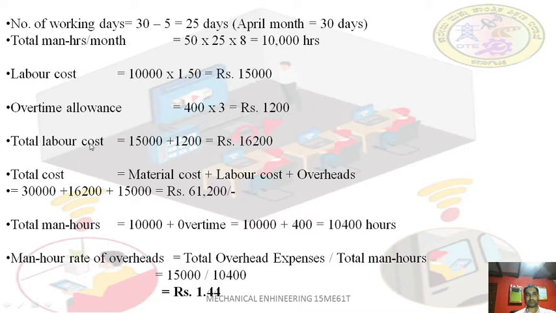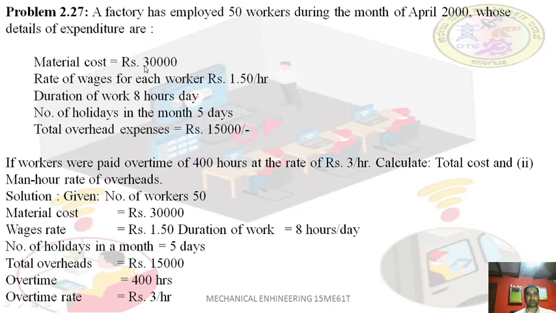If you add both of these, it becomes 16,200 rupees, the total labor cost including normal hours plus overtime hours. The total cost will be material cost, labor cost plus overhead. The total material cost is rupees 30,000, which is mentioned in the problem, and the total overhead expenses is also mentioned, that is 15,000. The labor cost we need to calculate.